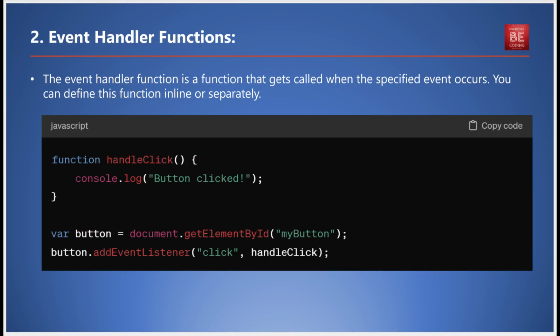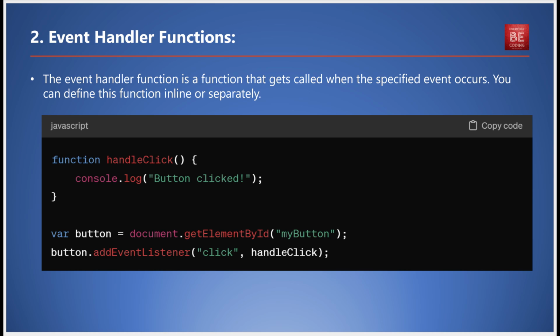Next, we have event handler functions. These are the functions that get called when the specified event occurs. You can define these functions in line right inside the addEventListener method, or separately. Here's an example where we define the function separately. First, we define a function called handleClick that logs button clicked to the console.